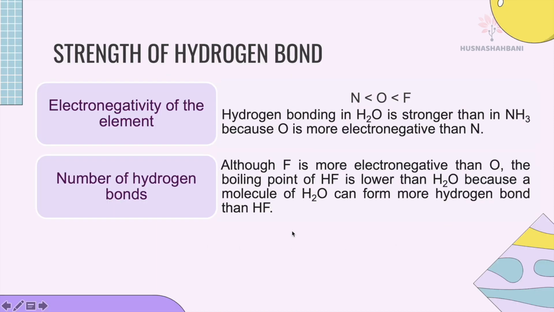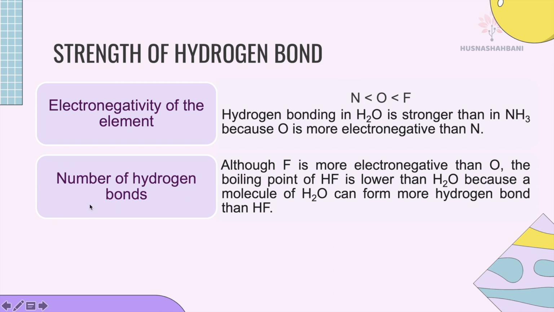Strength of hydrogen bond: electronegativity of the element, and number of hydrogen bonds. These two are the factors that determine the strength of hydrogen bond. Hydrogen bonding in H2O is stronger than NH3 because O is more electronegative than N. So when one molecule has oxygen and another molecule has N, the hydrogen bond in the molecule that has O is stronger than the hydrogen bond in the molecule that has nitrogen.